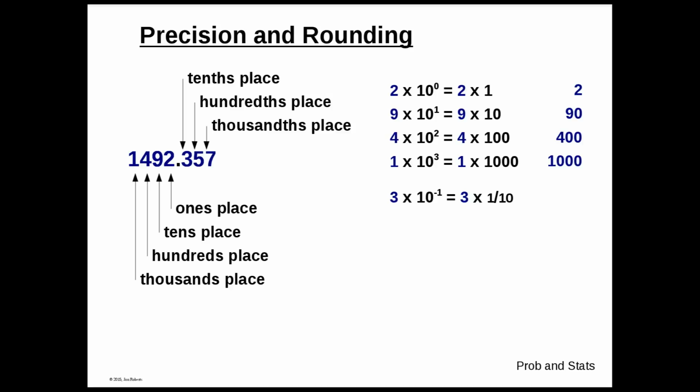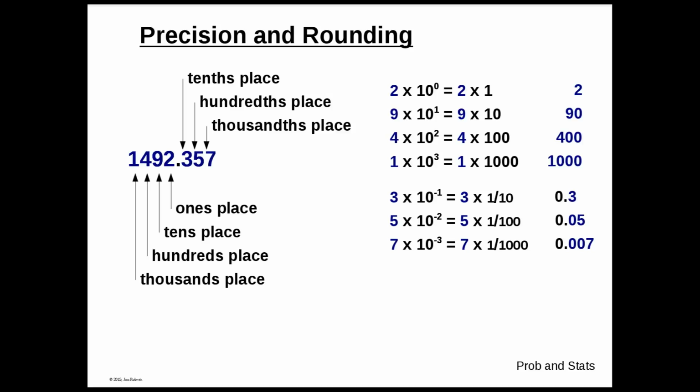In other words, that digit 3 represents 3 times 10 to the negative 1, or 3 times 1/10, 0.3, because it comes one place after the decimal point. The 5 represents 5 times 10 to the negative 2, or 5 times 1/100th, 0.05, because it comes two places after the decimal point. And the 7, because it comes three places after the decimal point, represents 7 times 10 to the negative 3, or 7 times 1/1000th, 0.007.